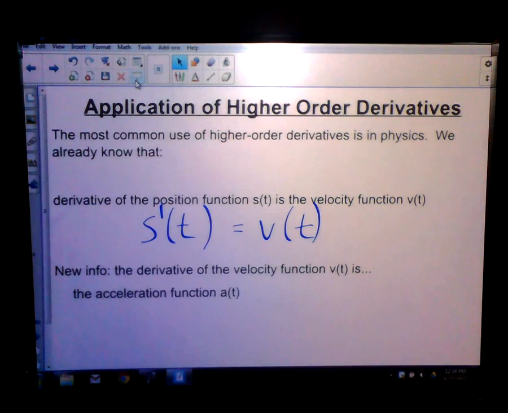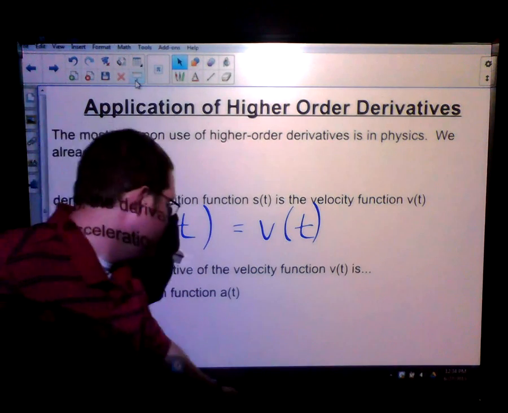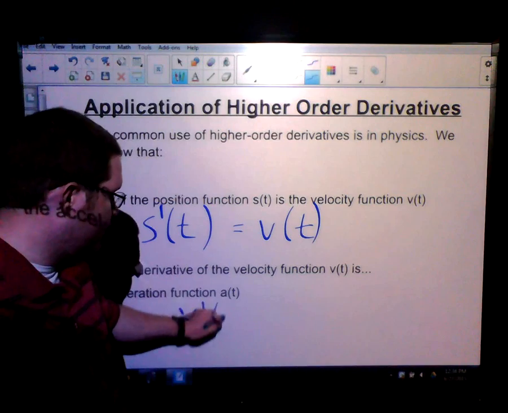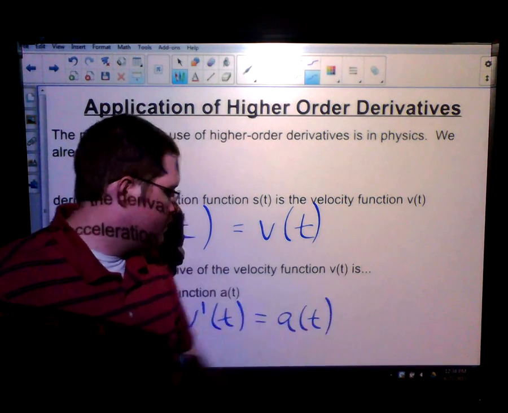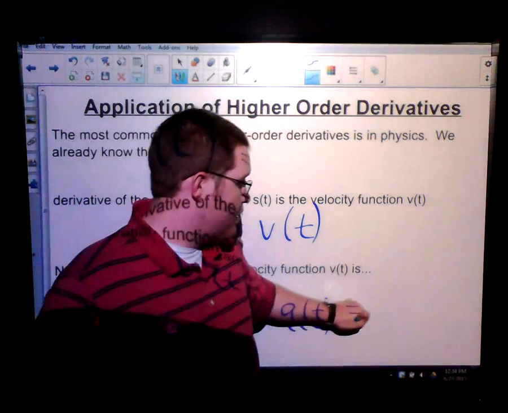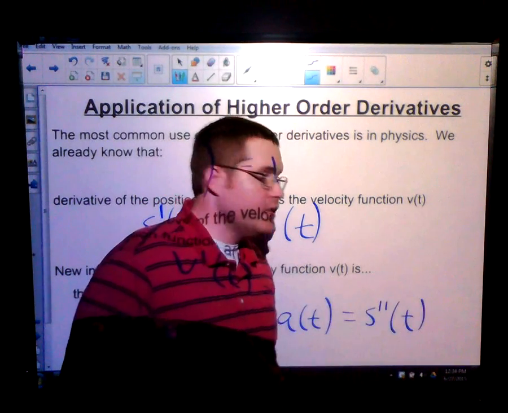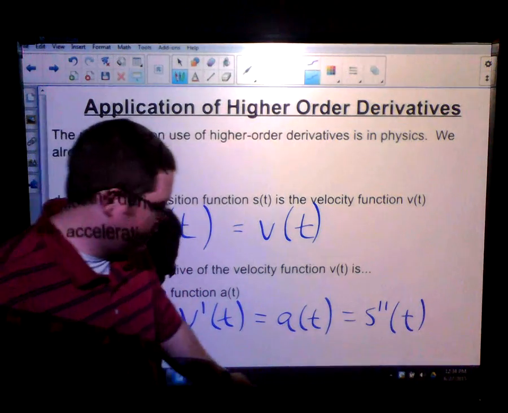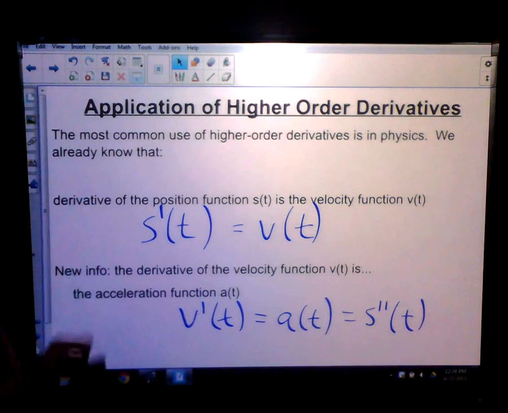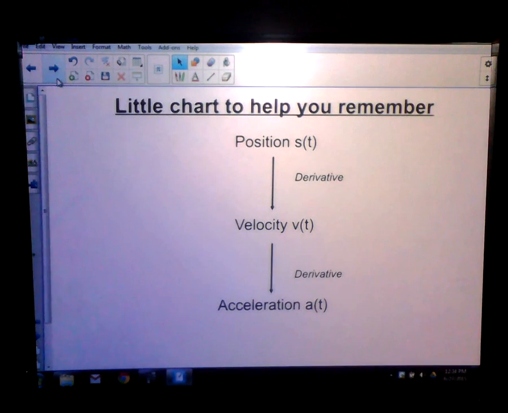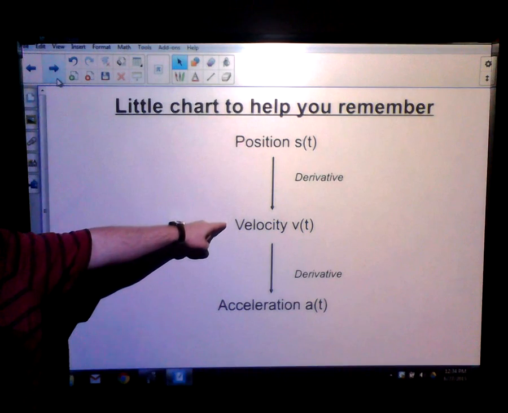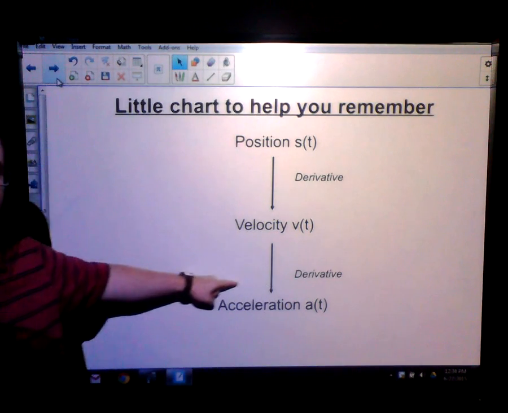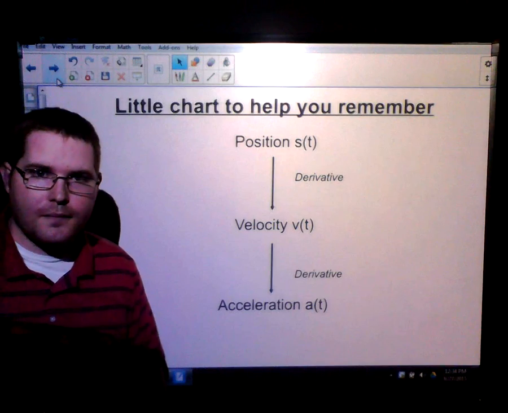Well, the derivative of the velocity function is the acceleration function. So I know that the derivative of the velocity function is the acceleration function, which is the same thing as the second derivative of the position function. They're all connected with derivatives. That looks confusing, so I made a nice little pretty chart for you. If you have position and you take the derivative, you get velocity. If you take the derivative again, you get acceleration. Okay?